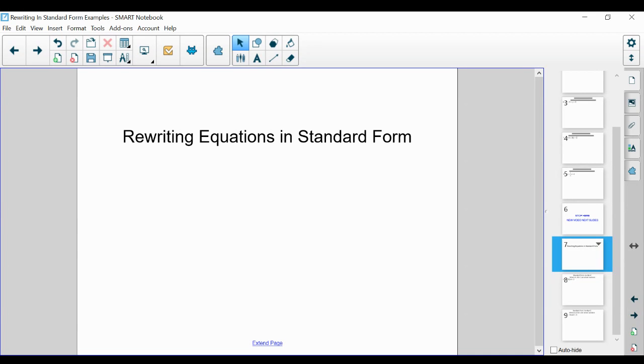All right, and welcome back. So today we are going to be furthering our conversation about how to rewrite equations into standard form.